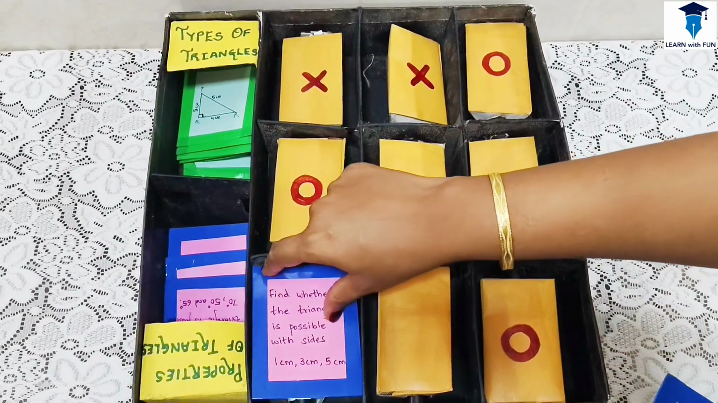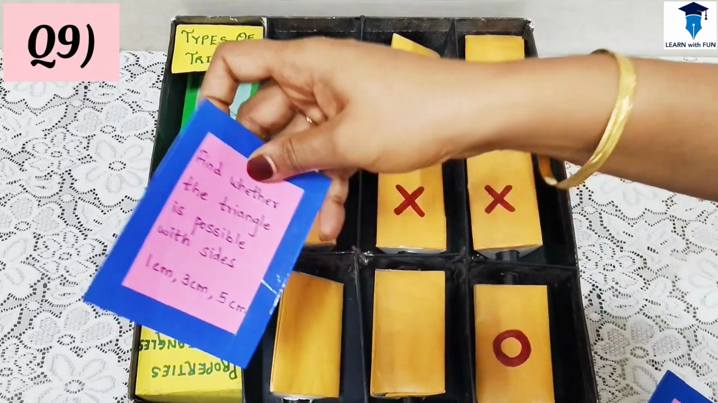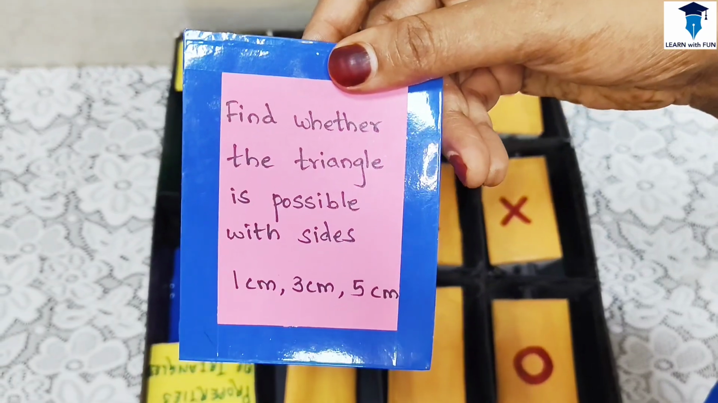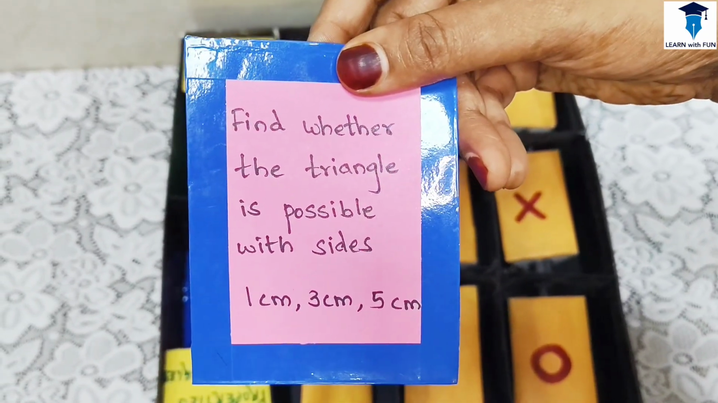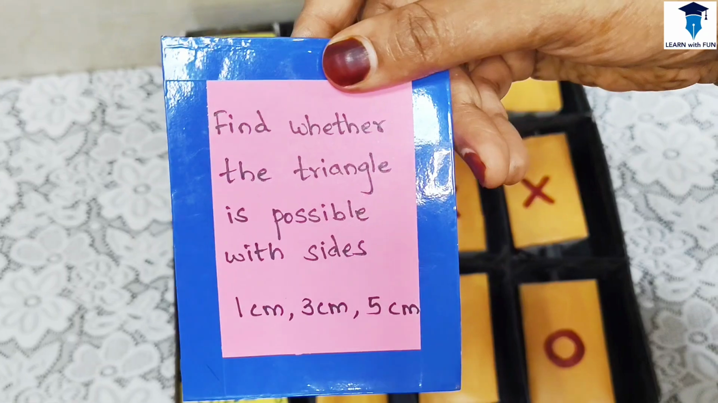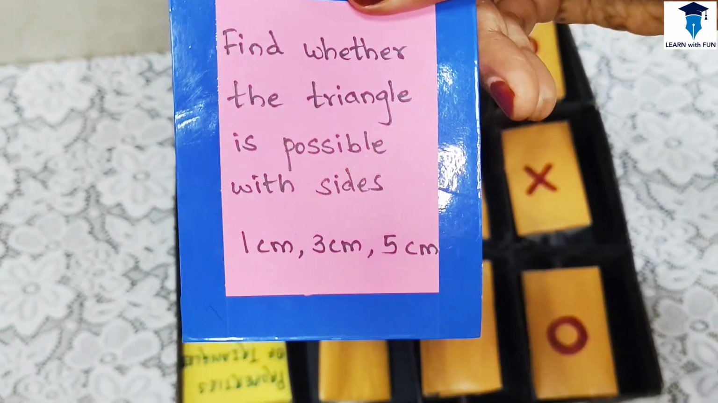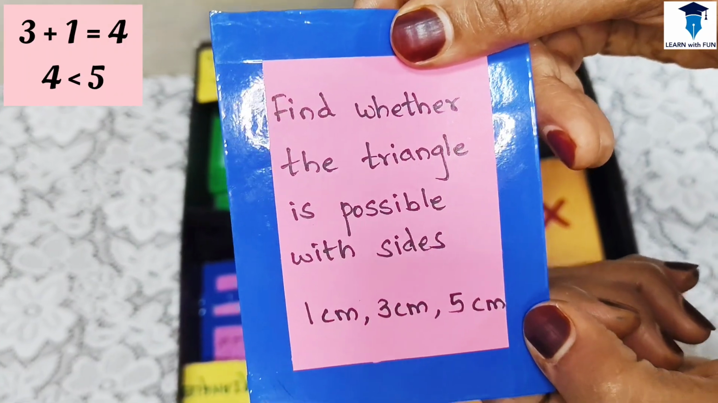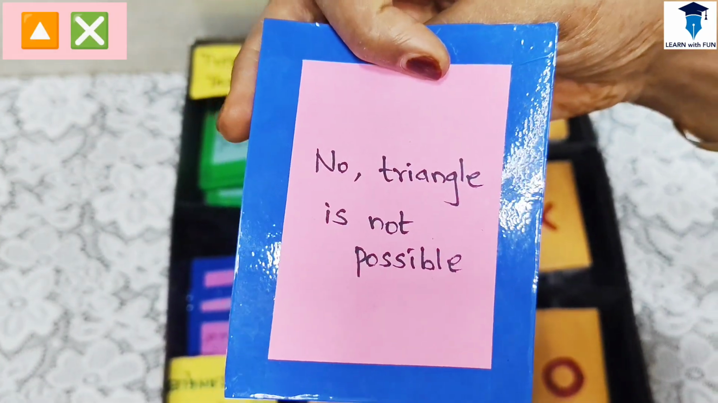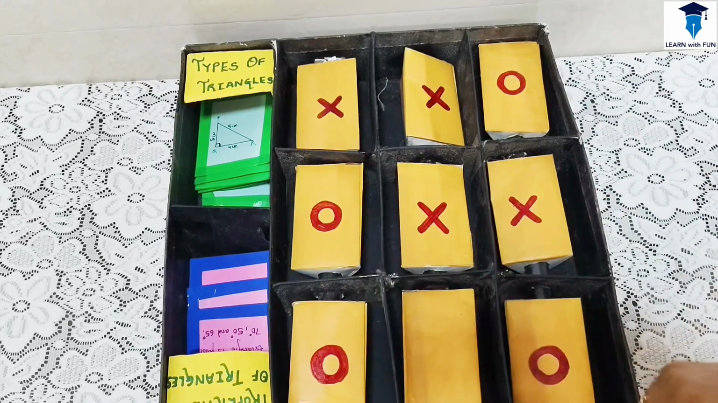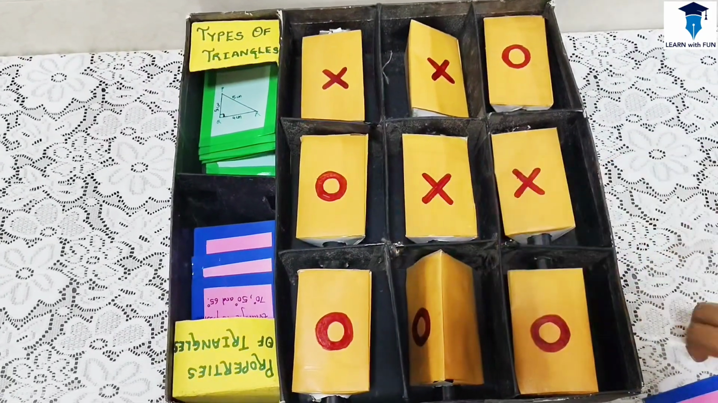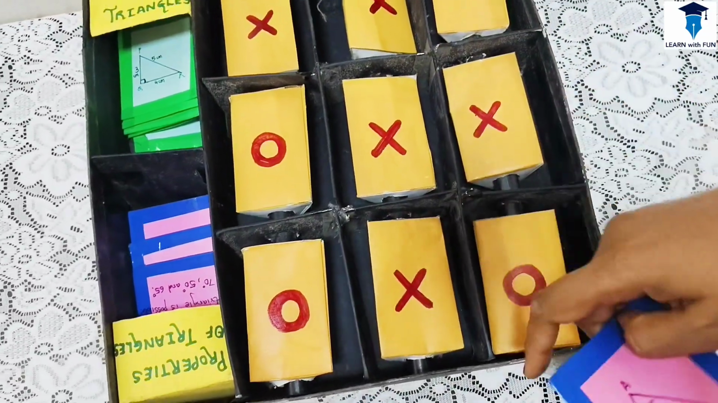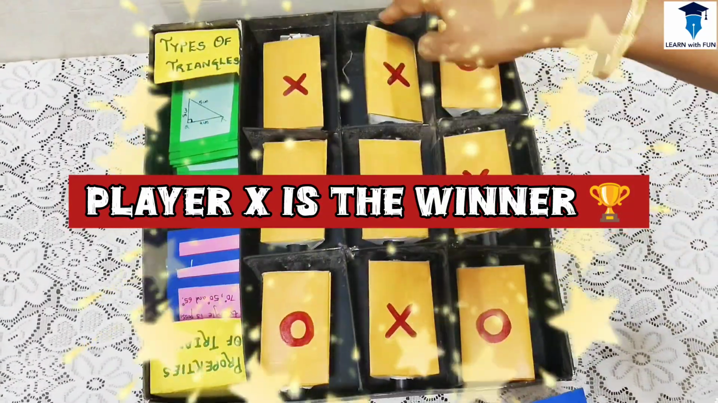So he has got this last chance, he has to place 0 over here. And the question will be, find whether the triangle is possible with the sides 1 centimeter, 3 centimeter and 5 centimeter. So here in this previous teaching aid, you might have known how we have done 3 plus 1 is 4, but 4 is less than 5. So here a triangle will not be able to form. So here 0 can be placed over here, and definitely X, he will give the correct answer as the longest side is AC, and here X will be placed, and thus this X is a winner.